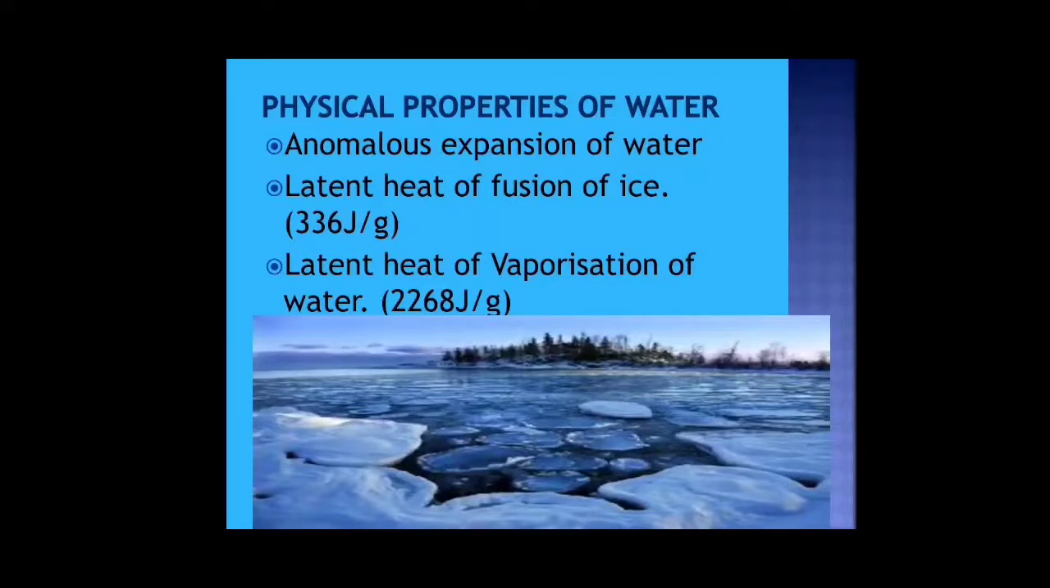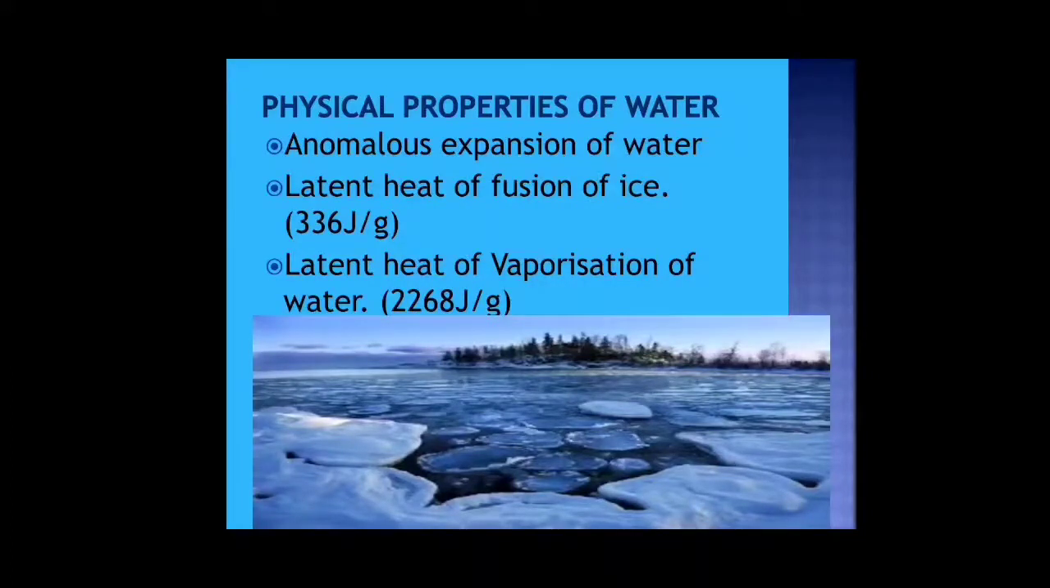The next is anomalous expansion of water. What is this anomalous expansion of water? Water has a unique physical property that when cooled, it first contracts in its volume, just like other liquids. But below 4 degrees, it starts to expand. And this continues till the temperature reaches 0 degrees. So between 4 and 0 degrees, we see that water starts expanding instead of contracting. So this is the reason why we have aquatic life. So this is the anomalous expansion of water.